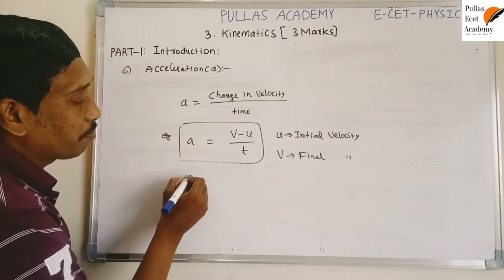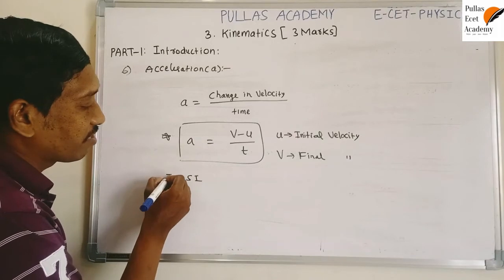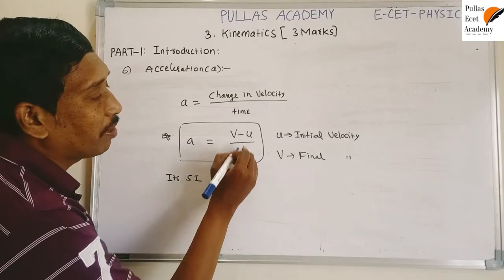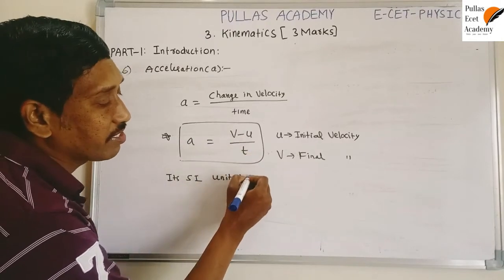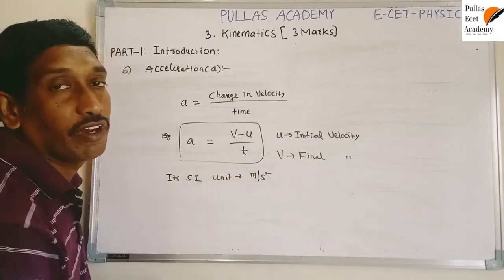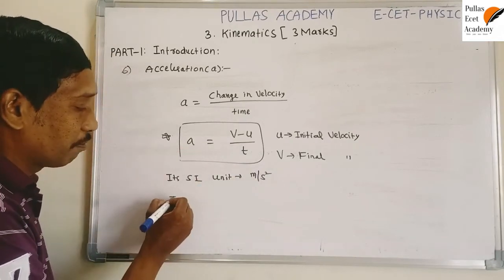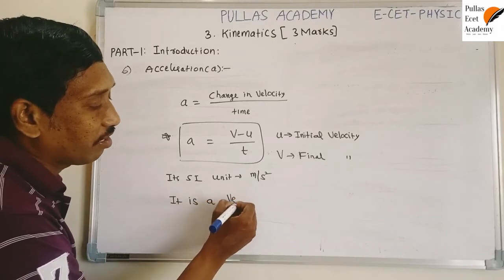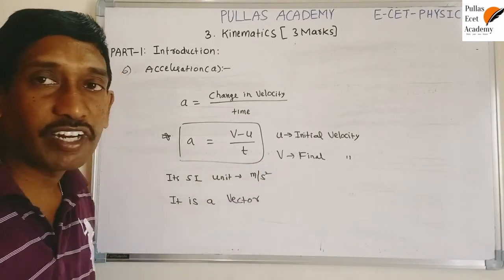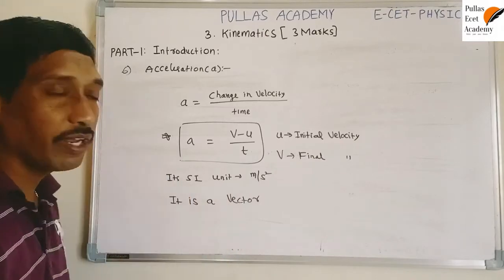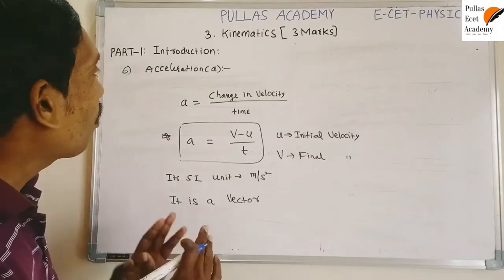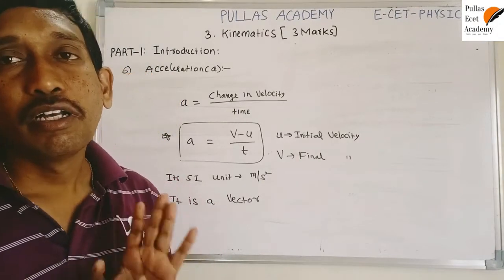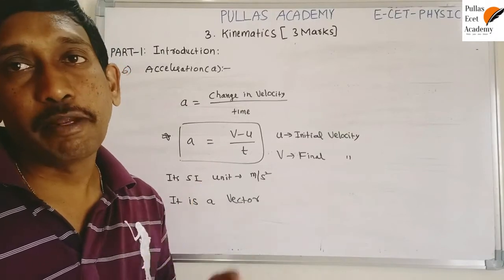From this expression, what is the SI unit of acceleration? Its SI unit is velocity unit by time. Velocity is meter per second, divided by second, gives meter per second square, which is the unit of acceleration. But it is not a scalar, it is a vector. This is very important: acceleration is a vector. Vector means it has both magnitude and direction. Now, these are all some important parameters for motion. So these are all the introduction points of kinematics.